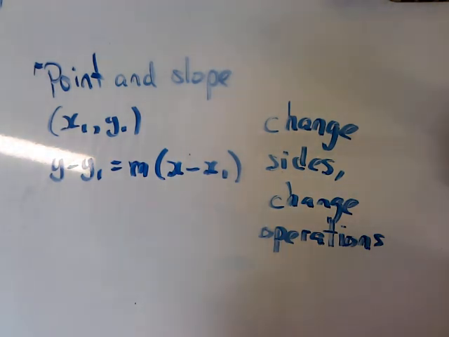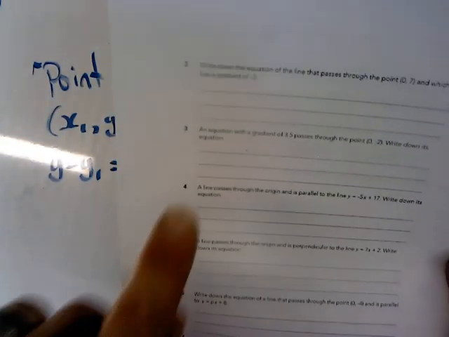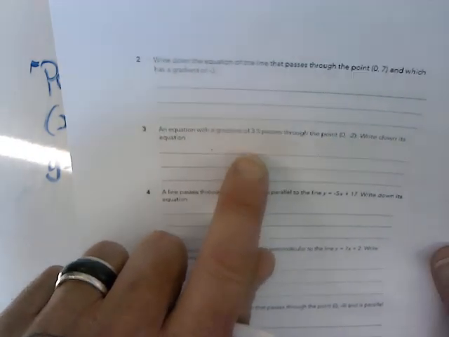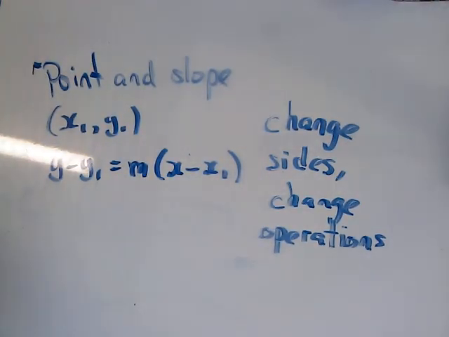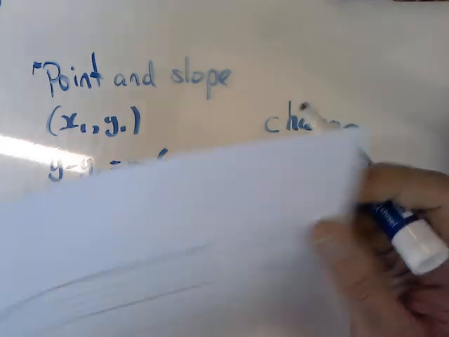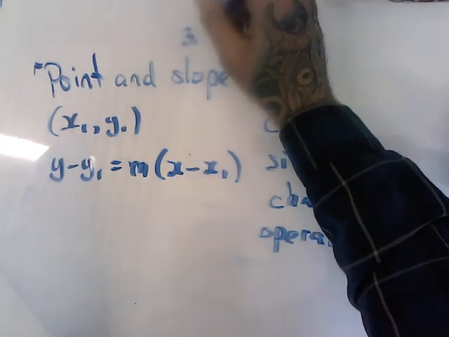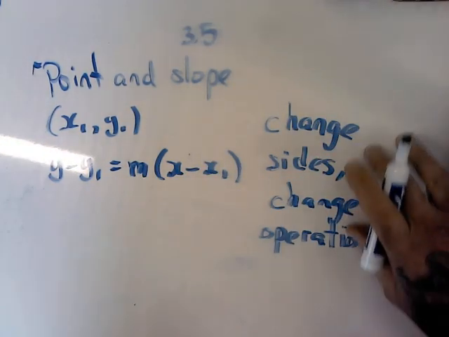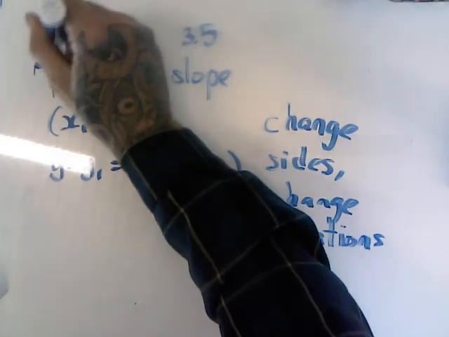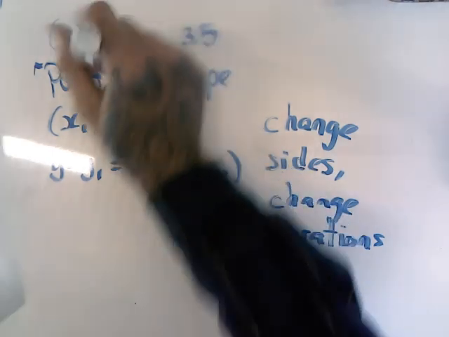Okay, in this video lesson, we're going to be answering the pātai. An equation with a gradient of 3.5 passes through the point (0, -2). So we know that our gradient is 3.5, and we know that the point is (0, -2).